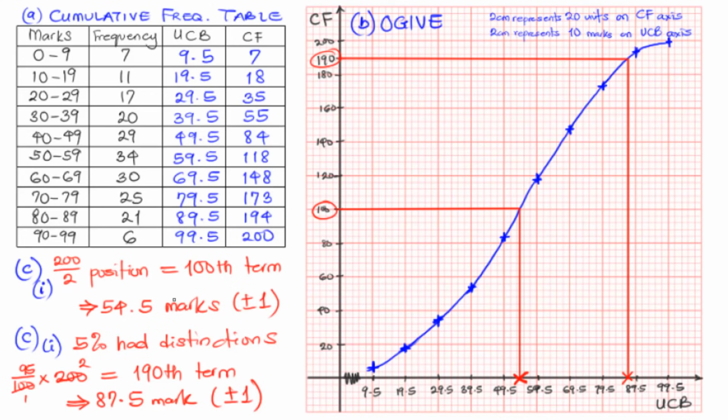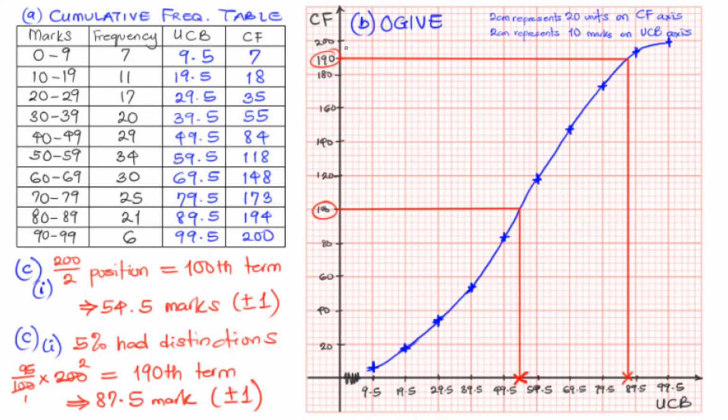was shown here. And then we were able to use the curve to find the median mark, which amounts to half of the total cumulative frequency, that's half of 200, which is the 100th term, and we found the corresponding mark for the 100th term to be 54.5 marks. And then we were able to find the least mark for distinction if 5% of them are distinction. The 5% will amount to 190 to 200.